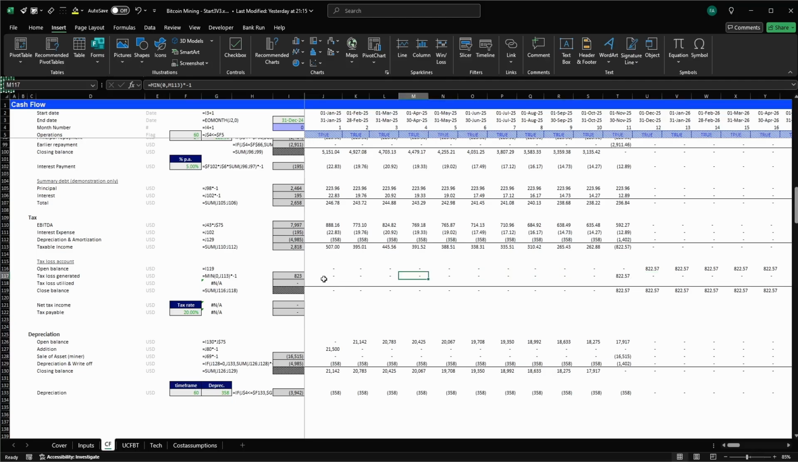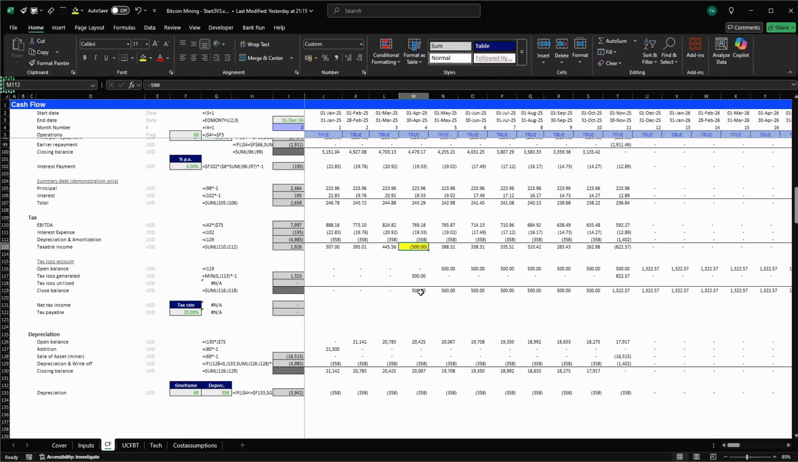Now comes the part which is a little bit more tricky, which is when we're going to use it. Okay, so what I'm going to do here is write minus 500. So you can see I'm going to overwrite it, and I'm going to set this as yellow, so I know that I made some changes in here. Basically what we have to do now is use this tax loss, right? So let's say we carried forward 500 in tax loss.